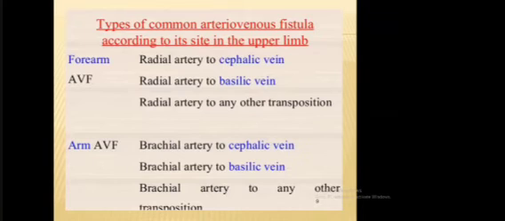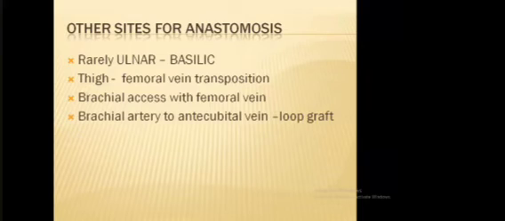These are the types of common AV fistula according to site of upper limb. In the forearm, we can connect radial artery to cephalic vein, radial artery to basilic vein, sometimes radial artery to other transposition. In the arm, we can connect brachial artery to cephalic vein and brachial artery to basilic vein, sometimes brachial artery to any other transposition. There are rare sites of anastomosis like ulnar basilic anastomosis and thigh femoral vein transposition, brachial access with the femoral vein, and brachial artery to antecubital vein, that's a loop graft.